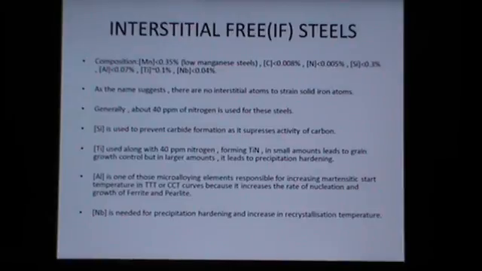Aluminium is one of those microalloying elements which is responsible for increasing the martensitic start temperature in the TTT, that is time temperature transformation, or we might also say the isothermal transformation curve, or the CCT curves, that is the continuous cooling transformation curves, because it increases the rate of nucleation and growth of ferrite and pearlite. Besides, niobium is used for precipitation hardening and increase in recrystallization temperature.